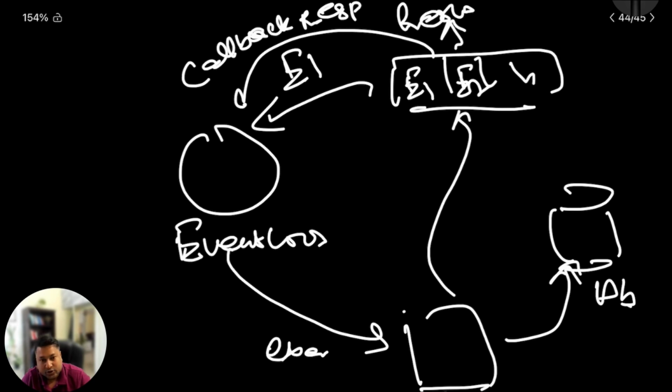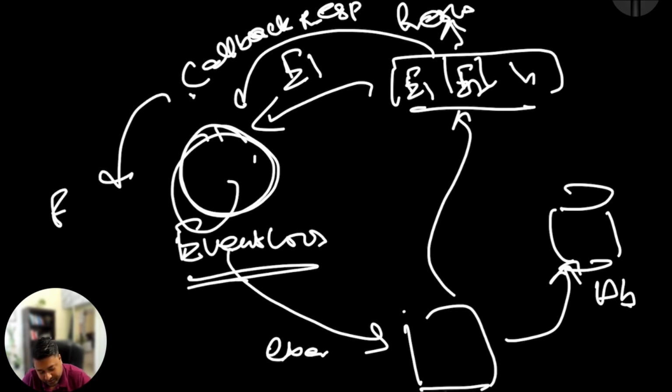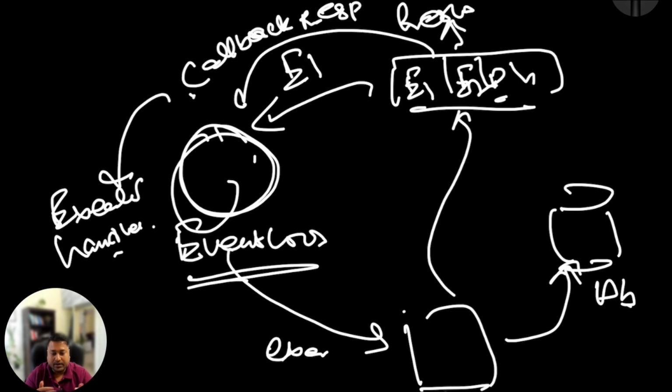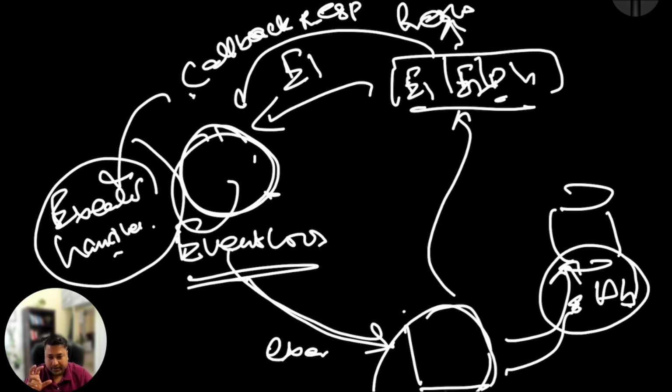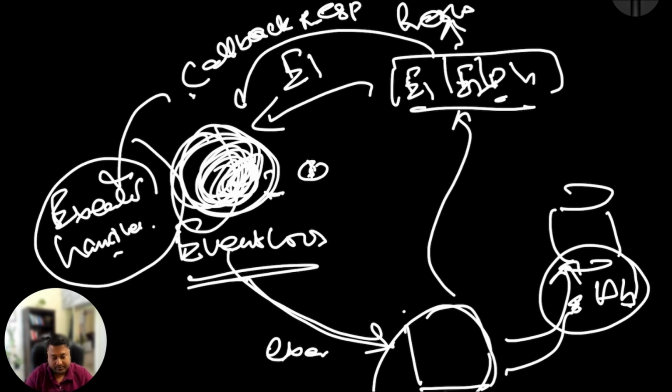In order to execute this particular callback, the event loop will execute its handler, and then it will keep on going. It's not that until this particular database call gets completed, it will be waiting. So it's a non-blocking operation. This event loop is non-blocking. The event loop is nothing but non-blocking.